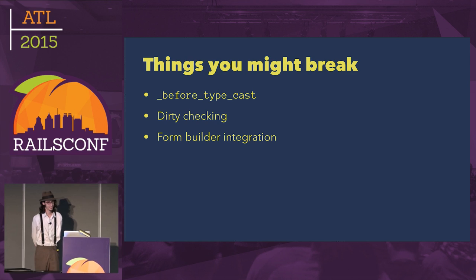So, for example, we have a before type cast version of our attributes. And when you override the writer, you're actually doing some casting and then giving it to ActiveRecord, and it thinks this is before performing the casting. The form builder expects certain values to be in a certain structure, some validations expect things to be a certain way, and this might just work a little bit differently than you want. Dirty checking.